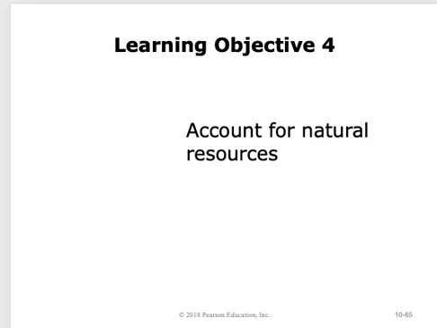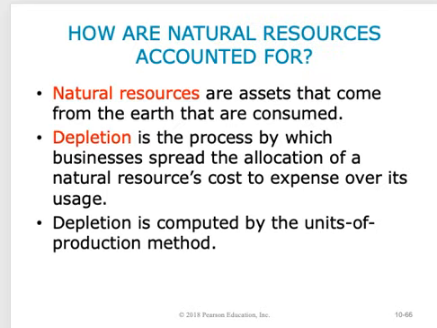All right, Learning Objective 4 talks about natural resources. Those are assets that come from the earth. They don't depreciate. Fixed assets depreciate. Natural resources are depleted. That means they go away because over time we use those or we harvest those natural resources. Depletion is always computed by units of production. You already know how to do the units of production method. You just need to memorize that that's what you use when you're depleting natural resources.